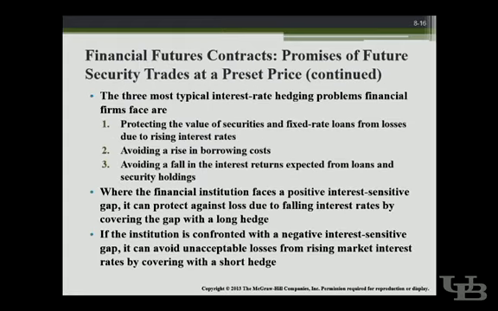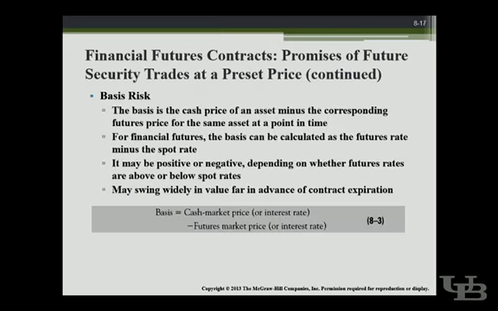Why do they hedge? To avoid rising costs, to maintain the returns on the security holdings, because as market rates rise, the values of the securities fall. Those are the reasons why they hedge. Basis risk. This is the risk associated with the actual value of the contract itself. We will discuss this when we go through the problem at the end of the chapter.